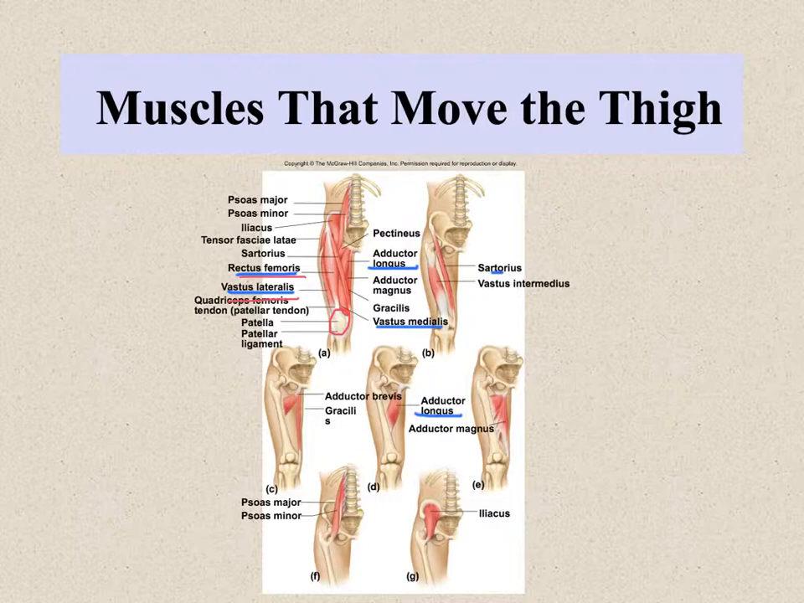There's also a vastus medialis and a vastus intermedius. So these are all part of the quadriceps, and they will be able to extend the knee, bring the knee joint from a flexed position back to a straight position.